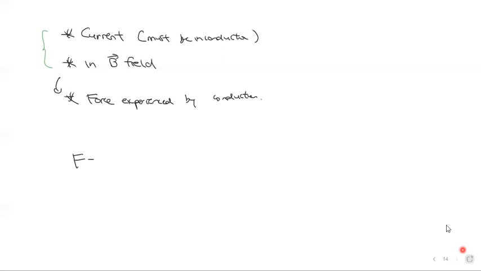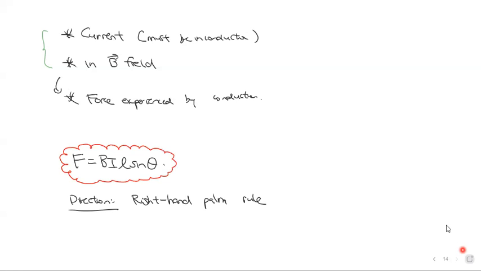The force is equal to BIL sine theta, as we discussed, and the direction is curiously the same as before. It's the right-hand palm. That's nice and easy. You might want to think about why that is the case. And if your brain is turning on that, in the meantime, let's define what each of these things are.